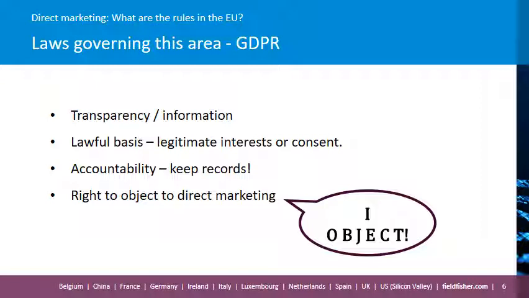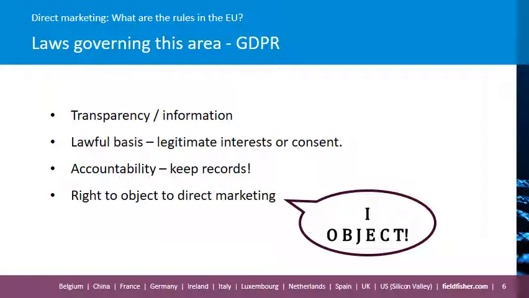So the first is transparency, or the obligation to provide information. Now, you may remember from earlier modules that the GDPR requires data controllers to provide data subjects or individuals with certain information about the ways in which they intend to use their personal data. So in the context of direct marketing, you'll need to ensure that your privacy policy or your privacy notice describes how you intend to use personal data for direct marketing purposes. And of course, there will be an obligation to provide this information, ideally at the point at which you are collecting personal data.